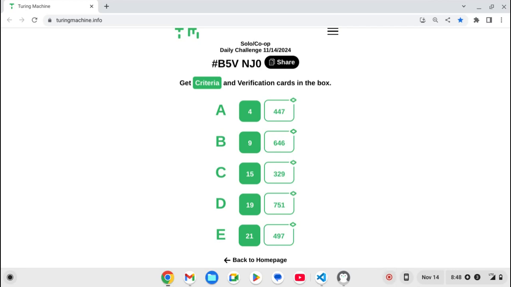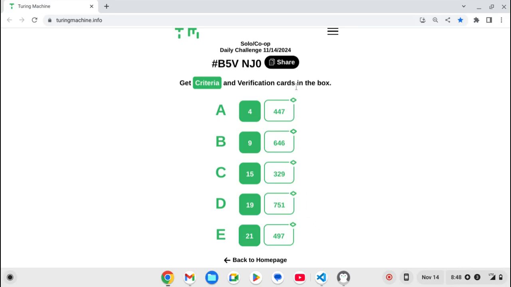Let's begin. Today's November 14th, 2024, and we're solving the Daily Turing Machine Puzzle. Today's puzzle uses the following 5 criteria cards: criteria card 4, 9, 15, 19, and 21.